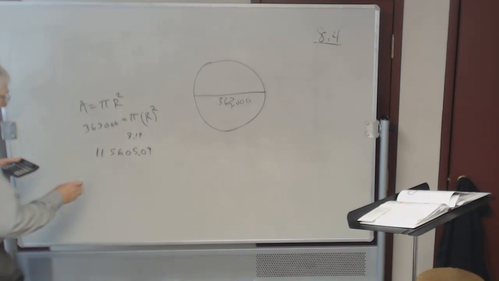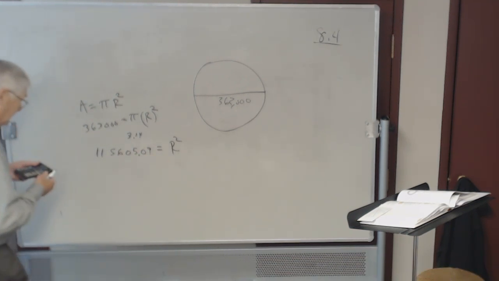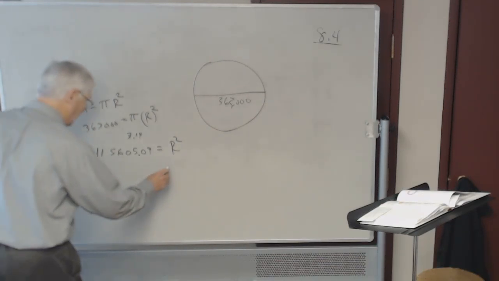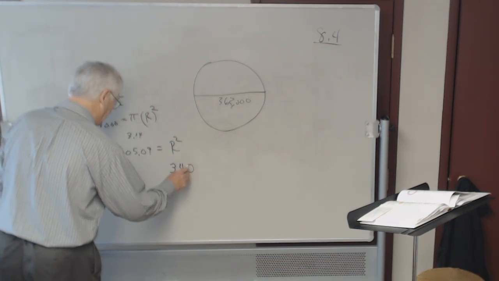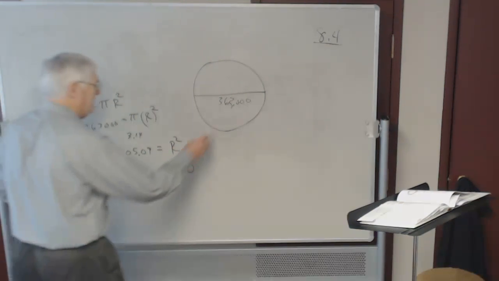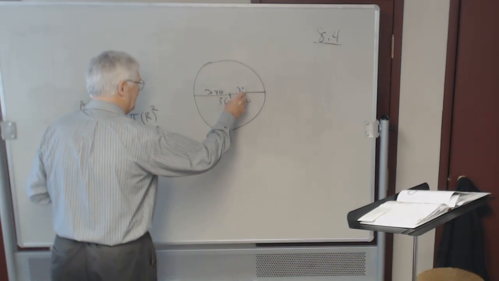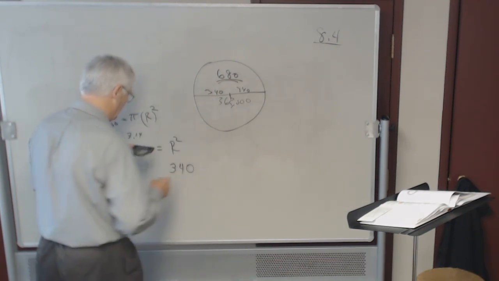So that number equals r squared. So I take the square root button and I get r is 340. So the radius is 340. So what's that make the diameter? 680.